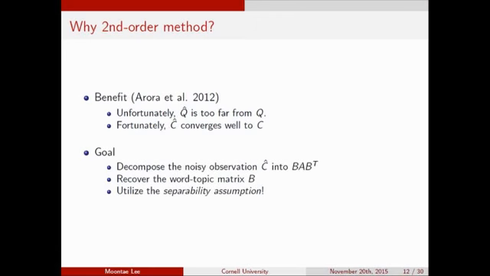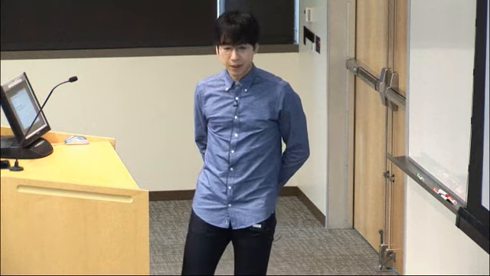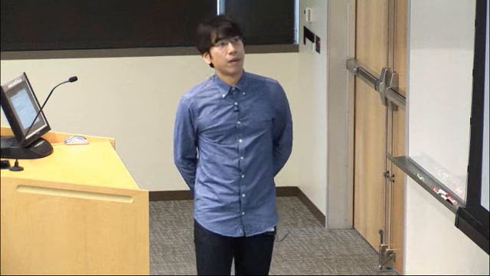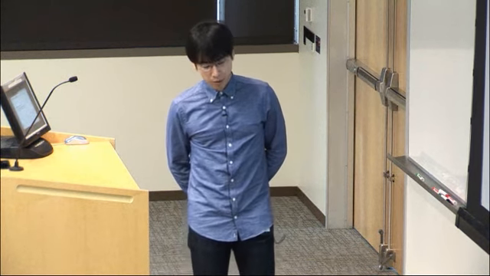Okay, so I will explain why we are using the second-order method rather than the first-order method. The benefit is proven in Arora et al. 2012. Unfortunately, the first-order statistics, which is simple word occurrence in each document, is far from ideal. But fortunately, the second-order word-word co-occurrence matrix converges well to the ideal word-word co-occurrence. This is proved mathematically. So the goal is to decompose the noisy observation of our co-occurrence matrix into B A B transpose.